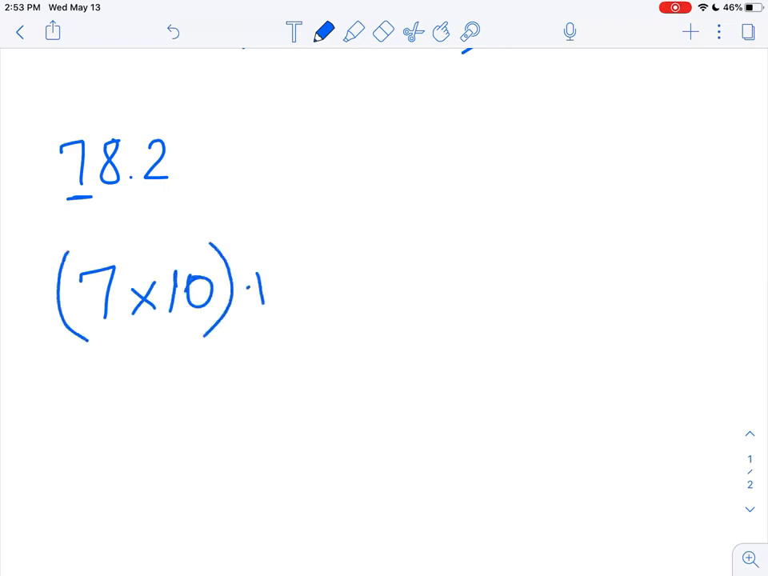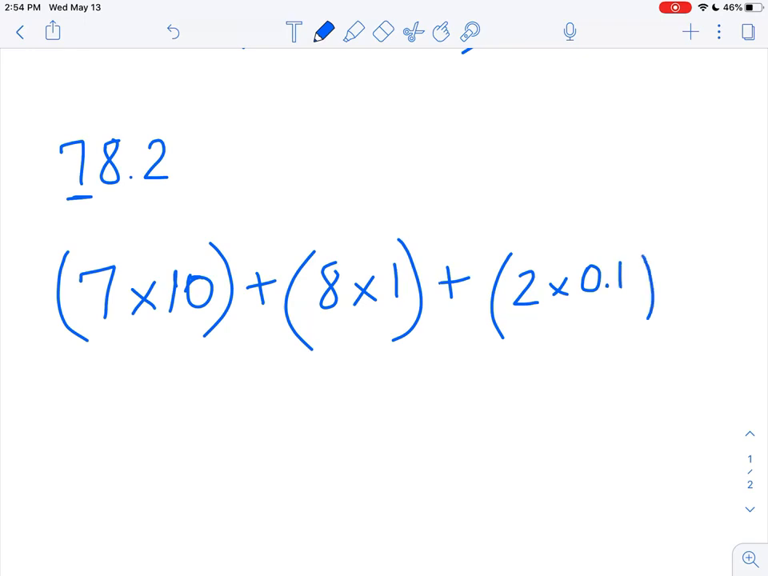Let's do 78 and 2/10. Okay, so we're going to do the same thing. We're just going to start in our largest place, which is the tens place. So what's the digit? It's a 7, times what place is it in? It's in the tens place. So 7 times 10. Put my parentheses. Plus, well, what digit do we have next? 8 times what place is it in? The ones place. Close parentheses. Plus, what's the digit? 2. And then what place is it in? It's in the tenths place. So how are we going to write 1/10? 0.1, or 1/10. There you go.